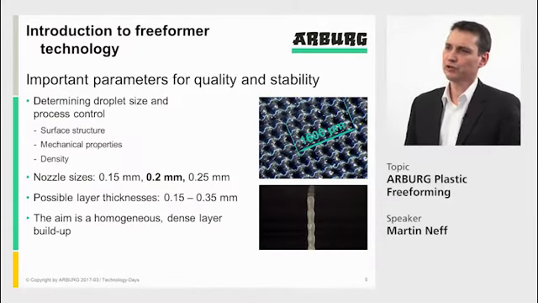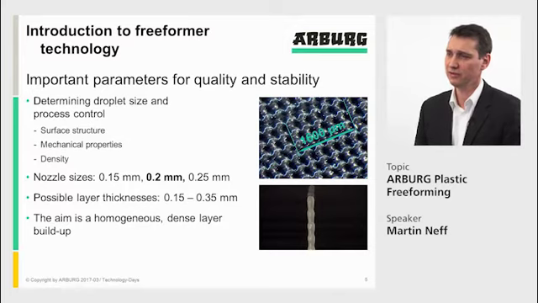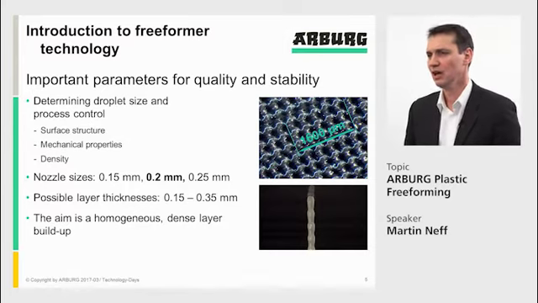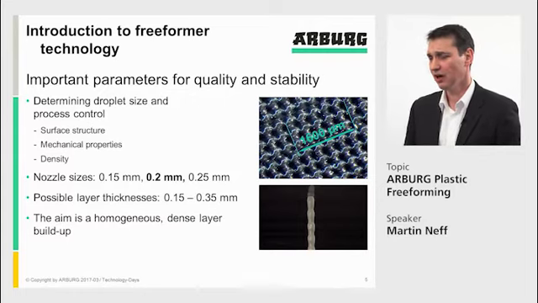Also to this introduction, another slide. In this slide we talk about important parameters for quality and stability. That is what we want to have with all our parts, obviously. We want to have functional parts, and therefore the quality and the stability of a part is very important. What does affect this? It is affected by the density of the parts, and that can be achieved with a different position of the droplets, also with different layer thicknesses.